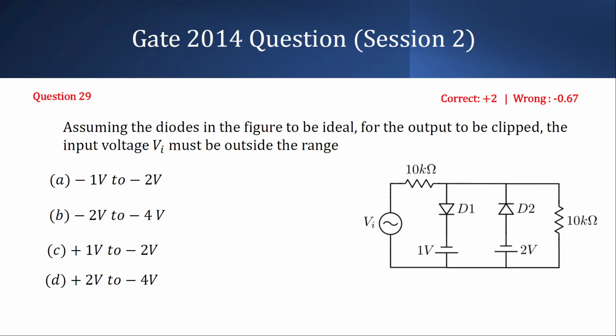Navkirti, is the question clear to you? Yes, sir. So the output is taken across this 10 kilo ohm resistance, and the question is, for the output to be clipped, that is, for the output to be constant at minus 1 or minus 2 volt, what should be the range of the input voltage? I will give you 3 minutes to solve. It is 7:27 now. At 7:30 I will ask you the answer.